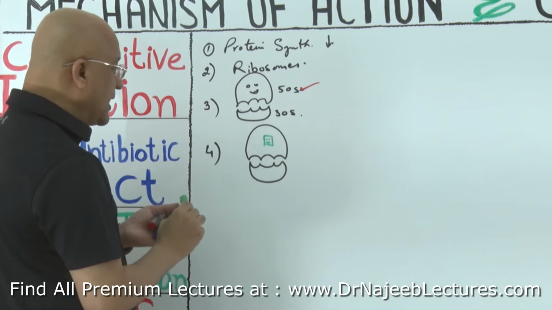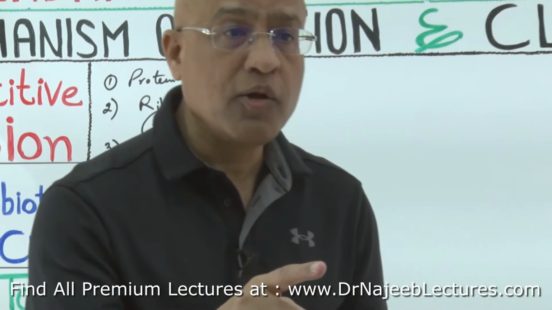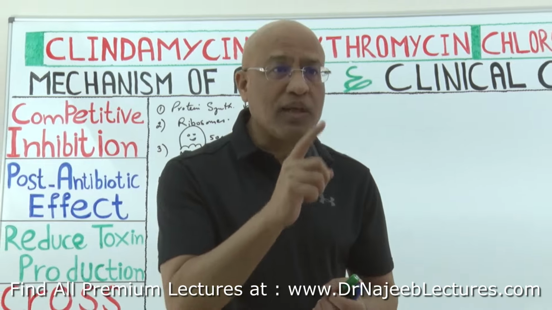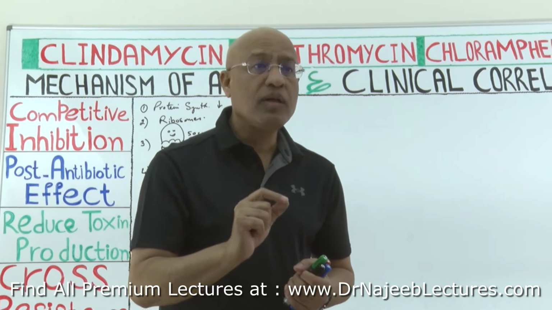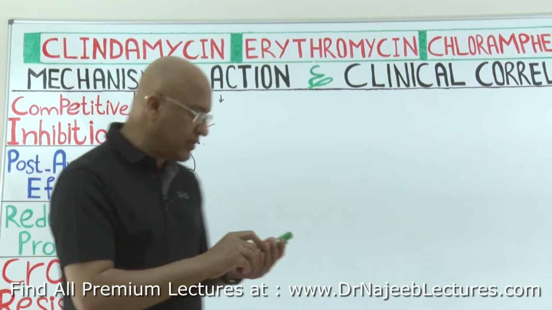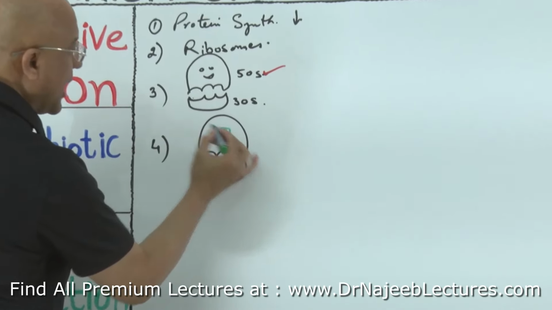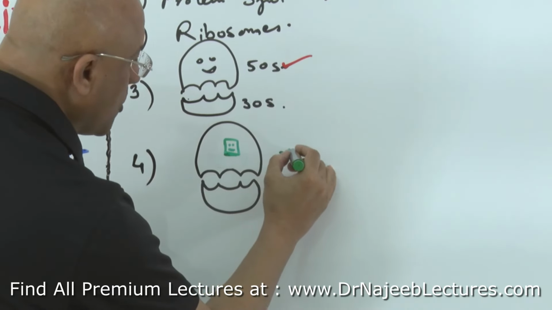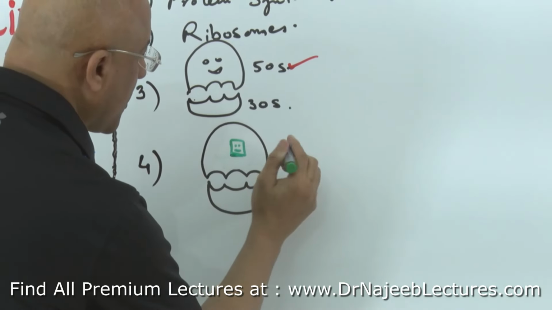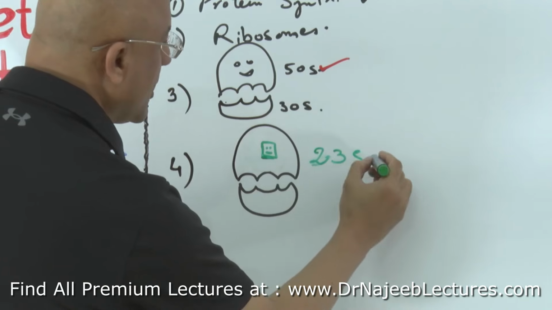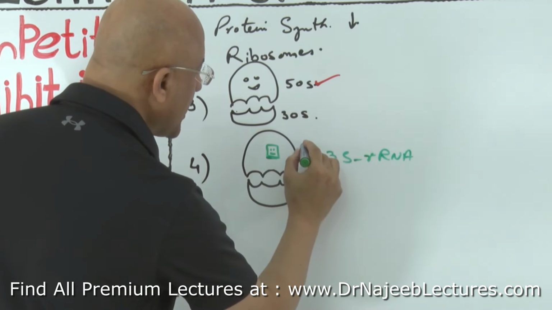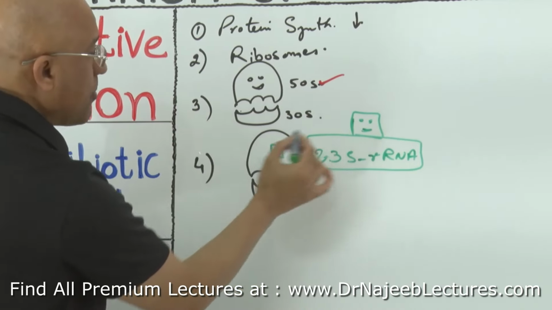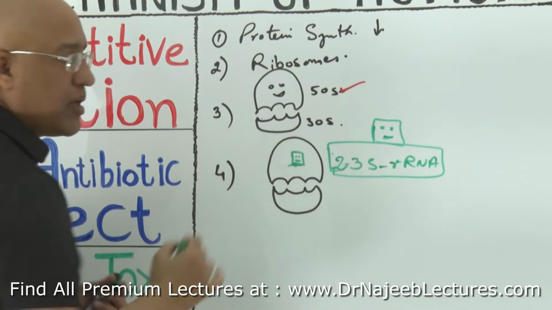Now, most enzymes are proteins, but this enzyme is not a protein. It is one of the ribosomal RNAs. What is it? It is one of the ribosomal RNAs, and this ribosomal RNA is the 23S unit. This 23S ribosomal RNA is a part of the 50S subunit.